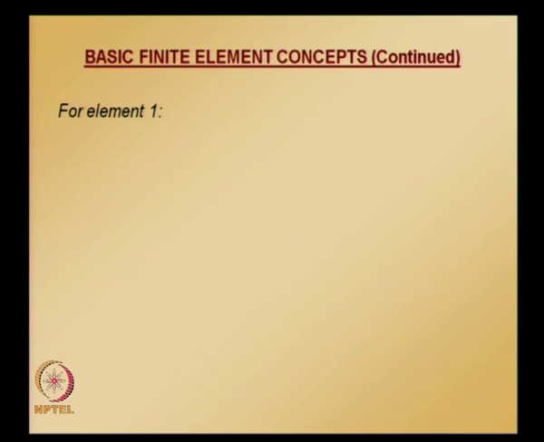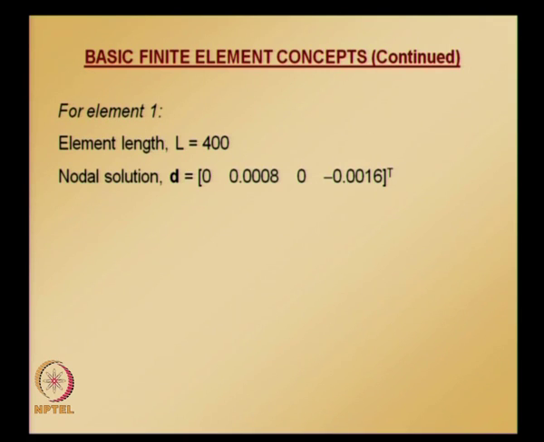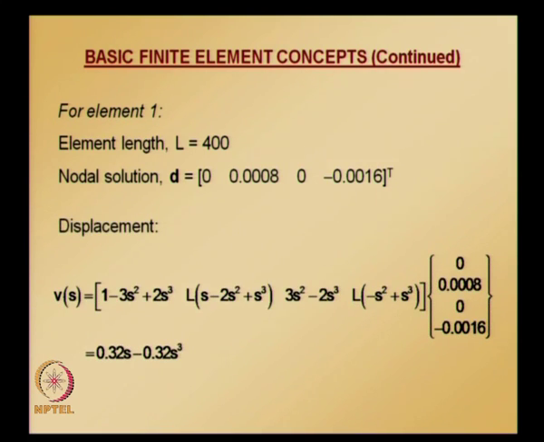For element 1, we have the element length and the nodal solution, that is V1, theta 1, V2, theta 2. Once we have the nodal solution we can find the displacement at any point along the element length using this equation. In this equation you substitute V1, theta 1, V2, theta 2, and by sweeping S from 0 to 1 we get the displacement values at any point along the length of element 1.